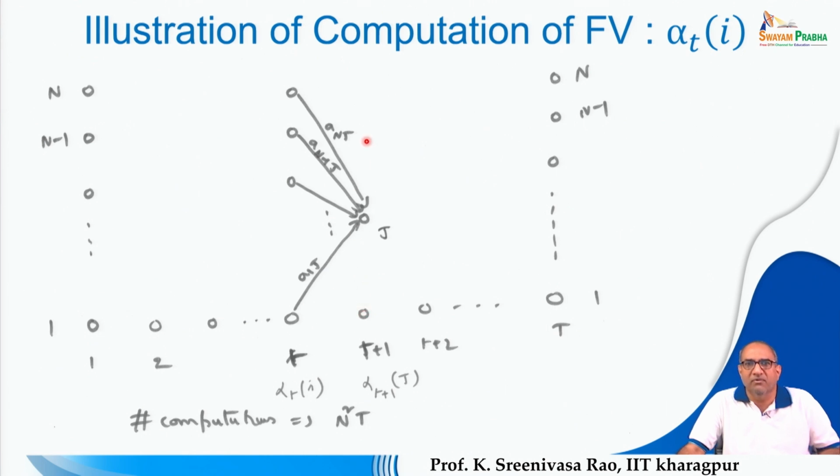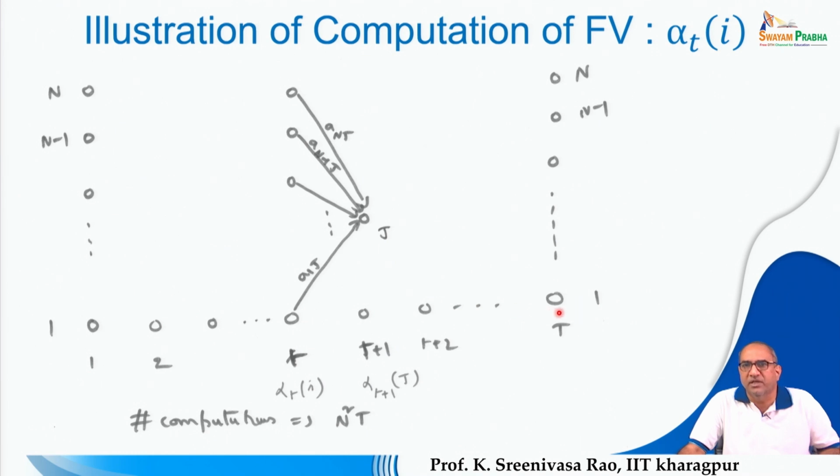So, the number of computations involved will be n square, because for each state n multiplications are required, and there are n states at each time instance. Therefore, the total number of computations at each time instance to compute the forward variable will be n square.